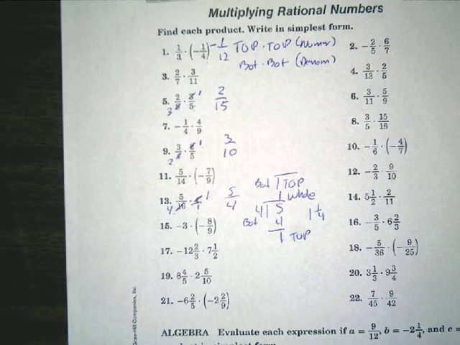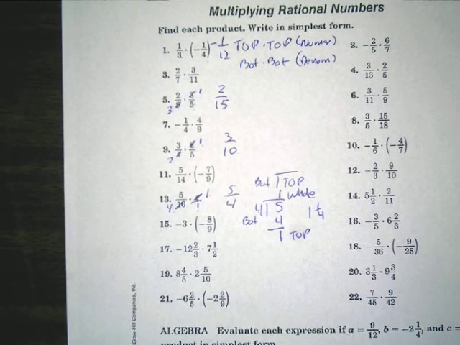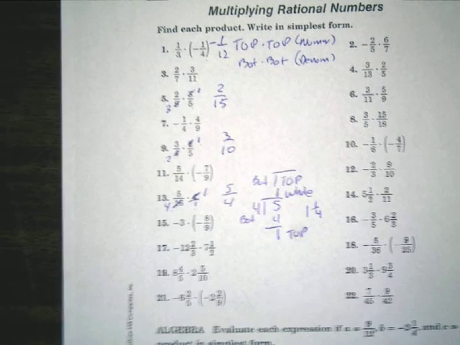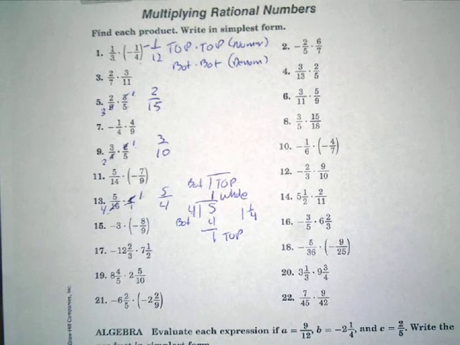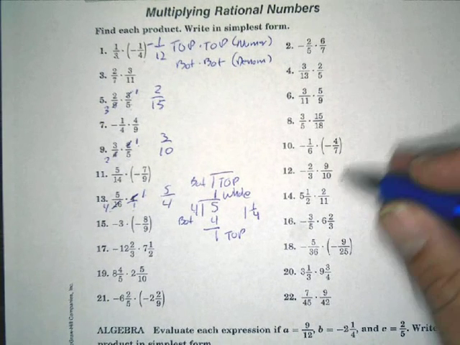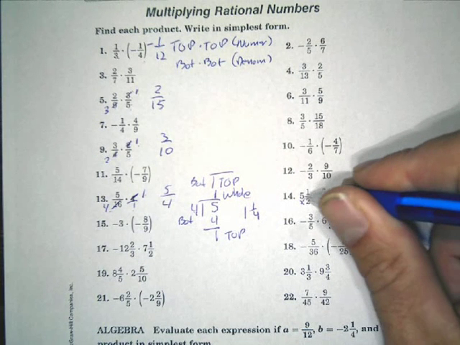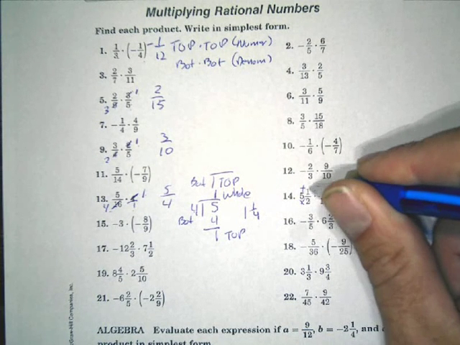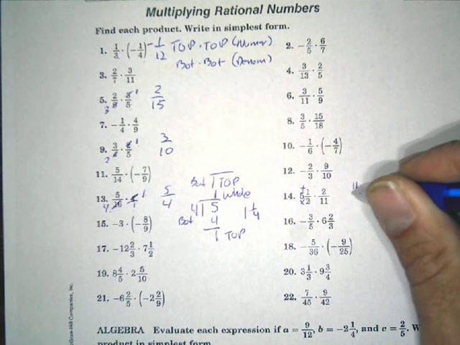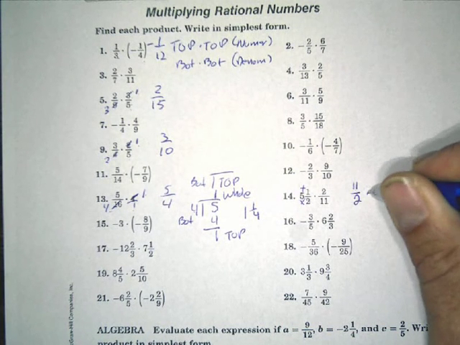Okay. When we get to a problem that is a mixed number, such as number 14, what we need to do first is change this to an improper fraction. So we're going to take 2 times 5 and get 10, plus 1 and get 11. So I'm going to rewrite this 11 over 2 times 2 over 11.